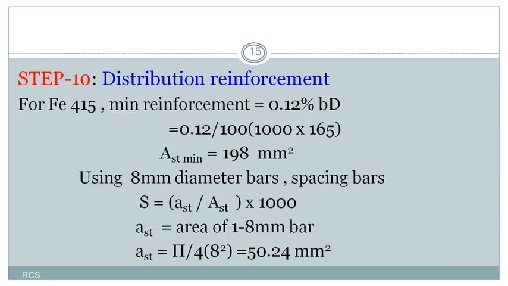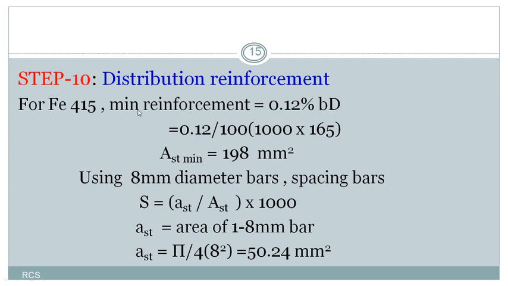Let us check the distribution reinforcement. We have to provide distribution reinforcement in the one-way slab along the Ly direction, that is the longer span direction. There is no particular maximum we need to provide; if you provide the minimum reinforcement, that itself is sufficient for the distribution reinforcement.